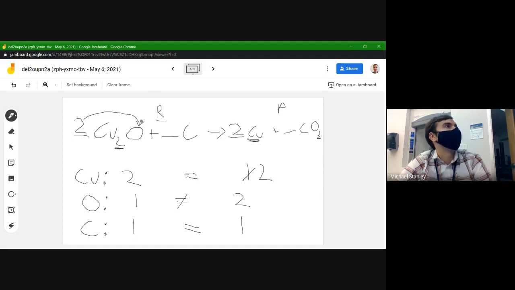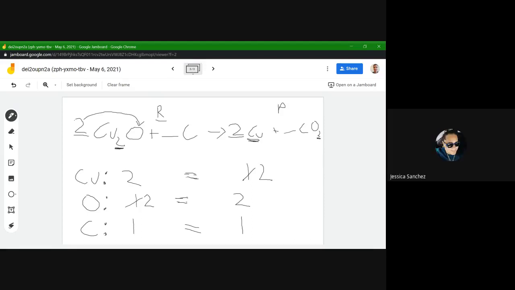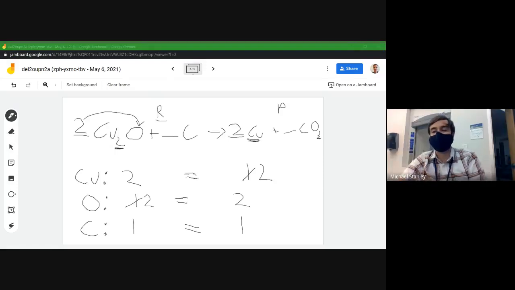So this gives us 2 oxygens on this side. 2 oxygens right there. And so look at that, 2 oxygens on either side. Bingo, bango, bongo. We are all balanced, right? Yes. Aha. This was a trick. And I have tricked you.